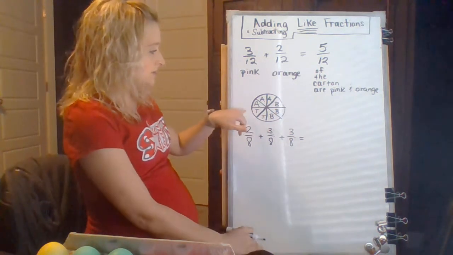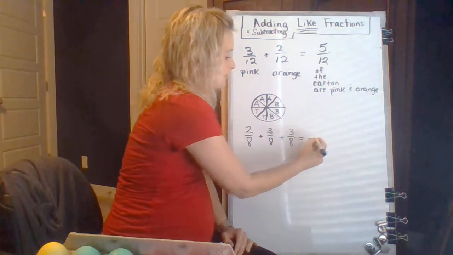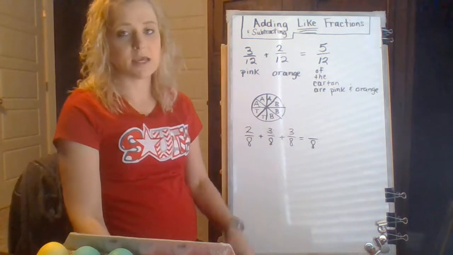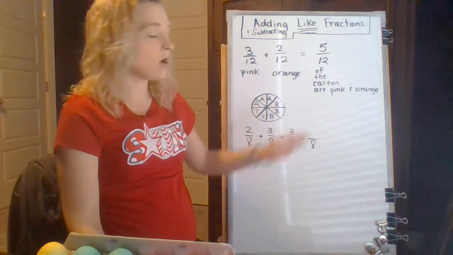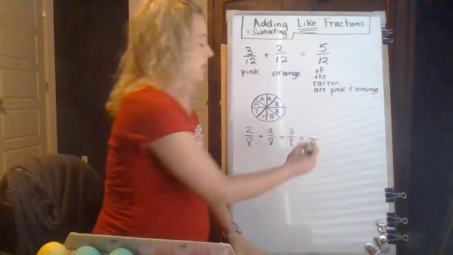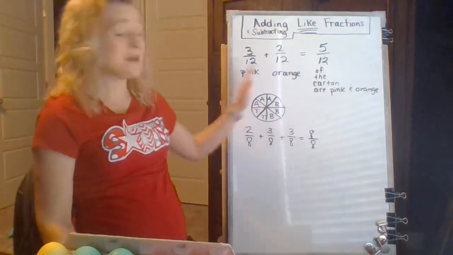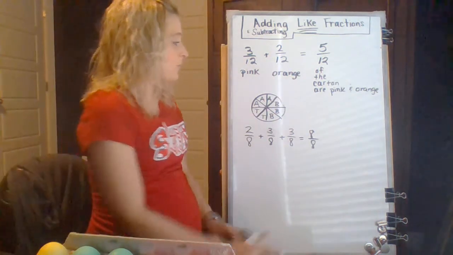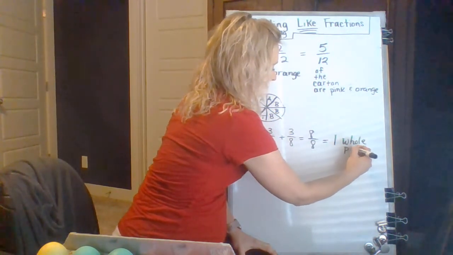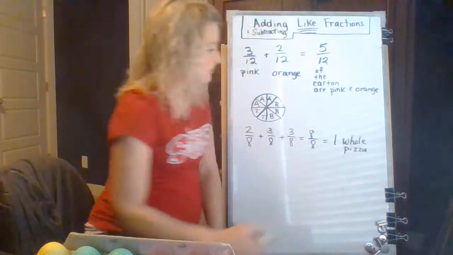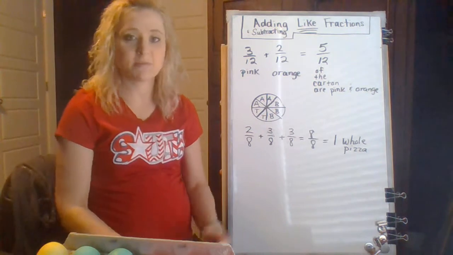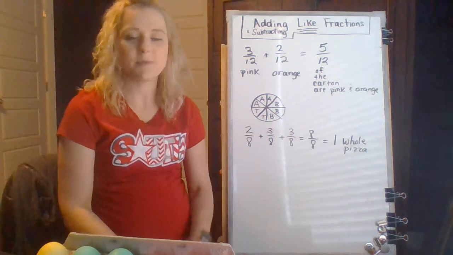Okay, so our size of pieces are eighths. Since that is a like fraction, it's going to be easy. All of these are like fractions. It's going to be easy to count up how much we ate in all. So how many eighths did we eat in all? 2 plus 3 is 5, plus 3 is 8. We ate 8/8 of the pizza, which means we ate the whole darn thing, right? So we ate 1 whole pizza. All right, so adding like fractions, pretty simple, right? So let me just put that out there.